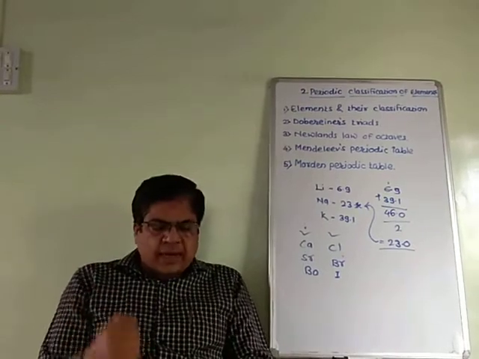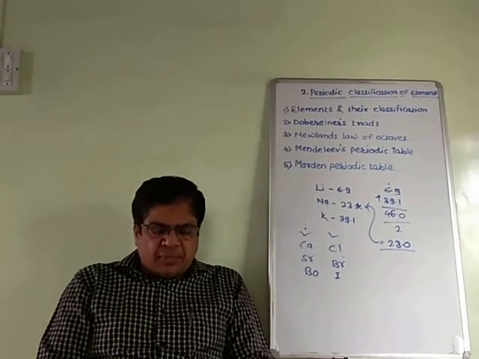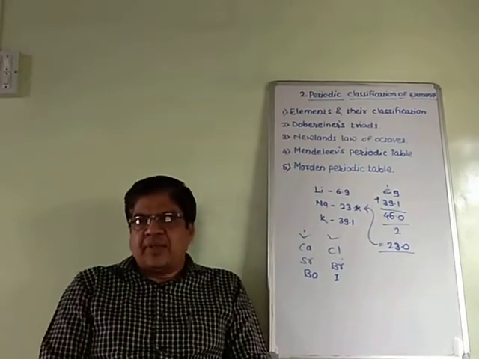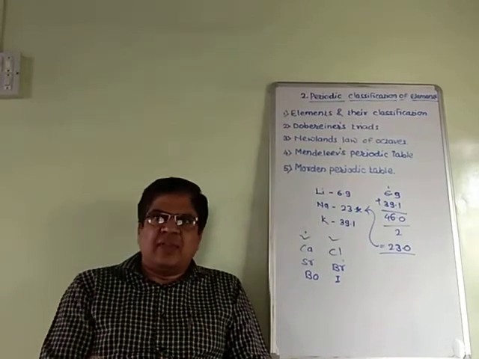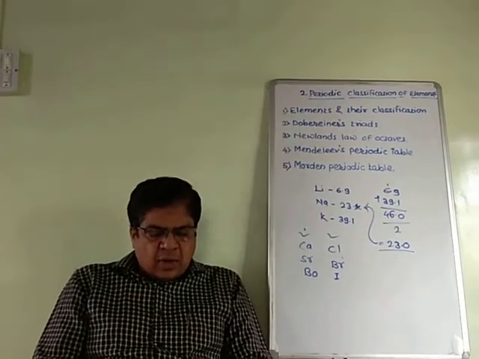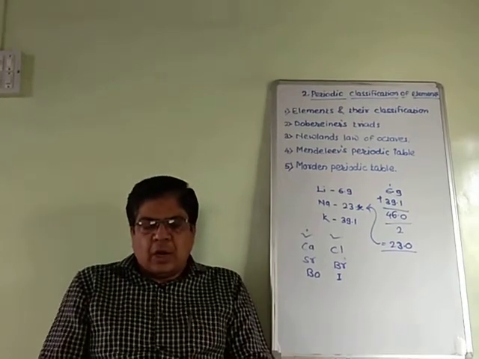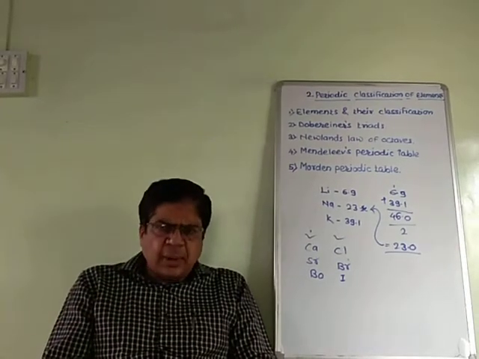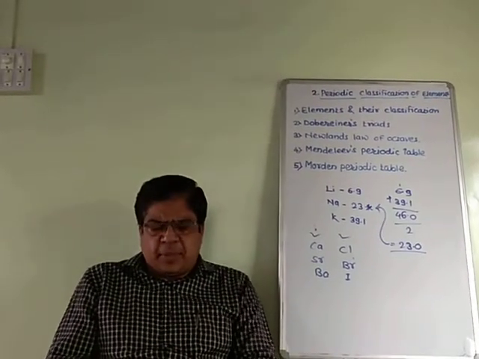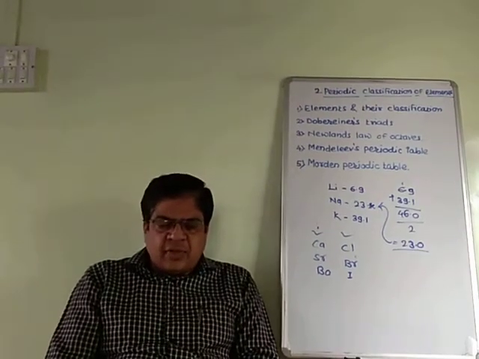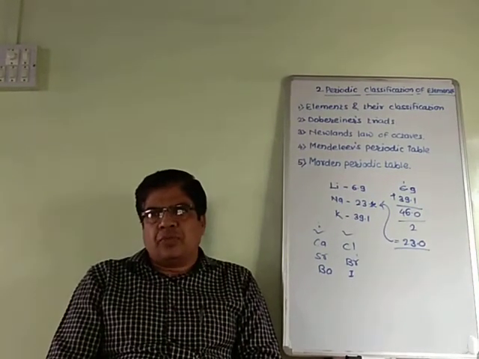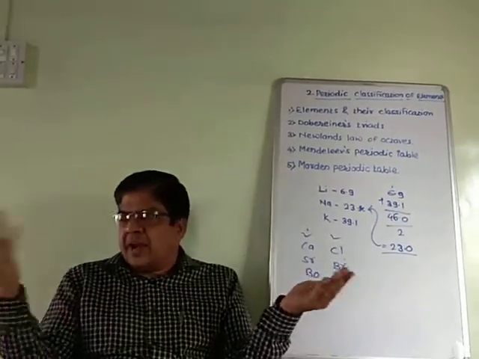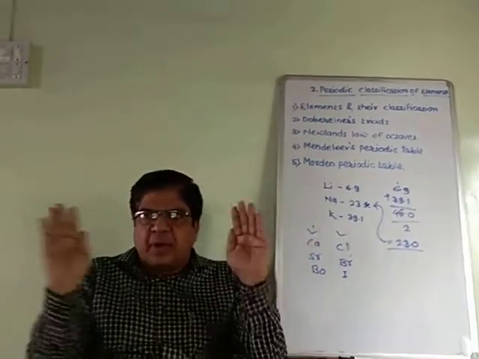Now, metallic and non-metallic characters. It is observed that metallic elements like sodium and magnesium are towards the left. That means metallic elements are present on the left side of the periodic table, and non-metallic elements such as sulfur and chlorine are towards the right side. Metalloid elements like silicon lie between these two groups. Left side metal, right side non-metal, and metalloids present in between these two.